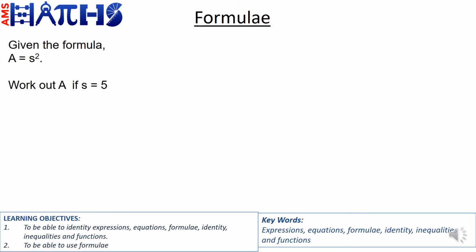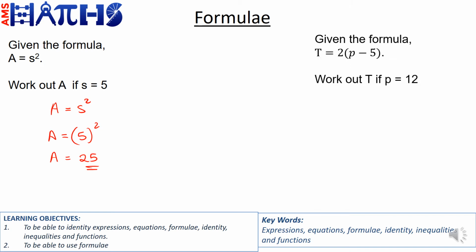Here's another example. It says given the formula A equals S squared, we need to work out A if S is equal to 5. So A is equal to S squared, and all we need to do is substitute S so that we can find A. So A is equal to 5 for S, and then we square that. So therefore A is equal to 5 times 5, because 5 squared means 5 times 5. So that gives us 25.